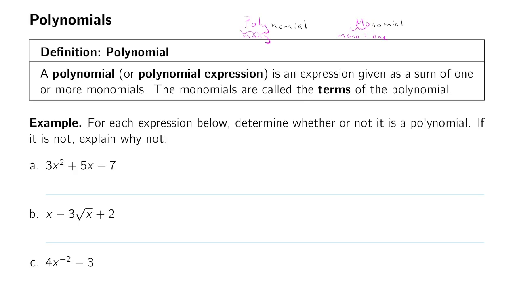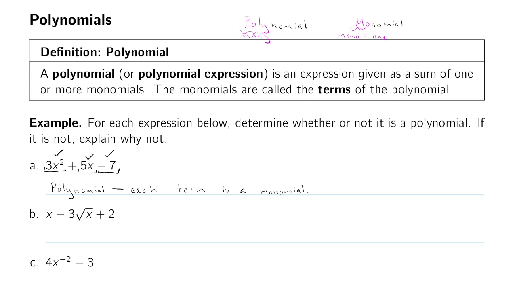So looking at these example expressions, 3x squared is a monomial, 5x is a monomial, -7 is a monomial. This is a polynomial because each term is a monomial.